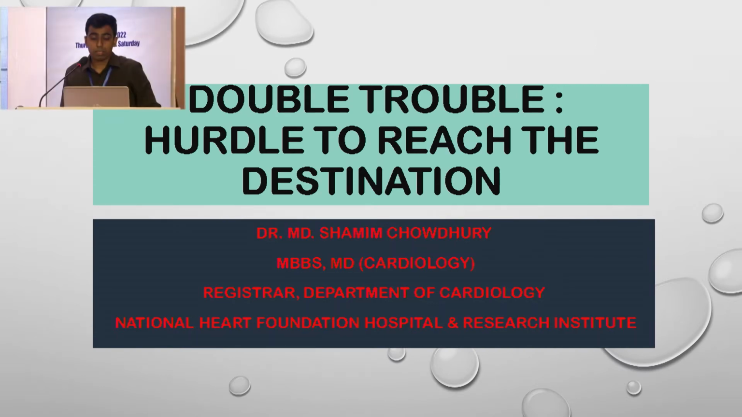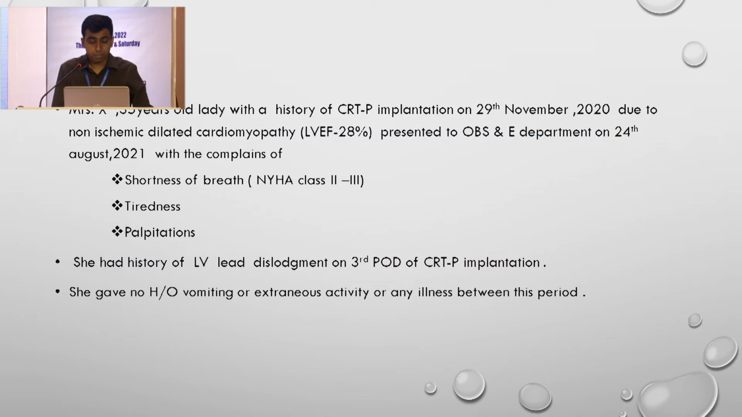I am going to present my case, that is double trouble, hurdle to reach the destination. Mrs. X, a 35-year-old lady with a history of CRT-P implantation 6 months back, came to our emergency department with the complaints of shortness of breath, NYHA class 2 or 3, tiredness and palpitation. CRT-P was implanted due to non-ischemic dilated cardiomyopathy with an ejection fraction of 28%.